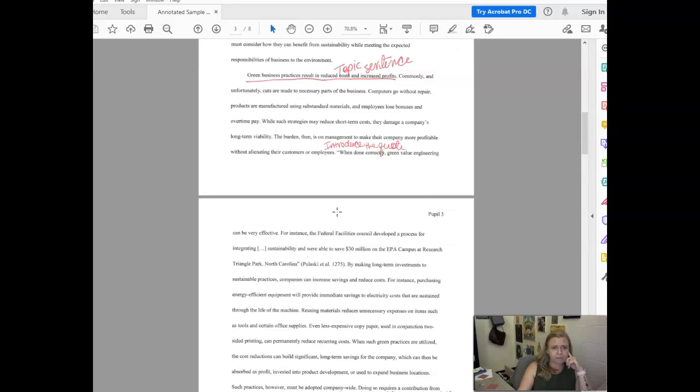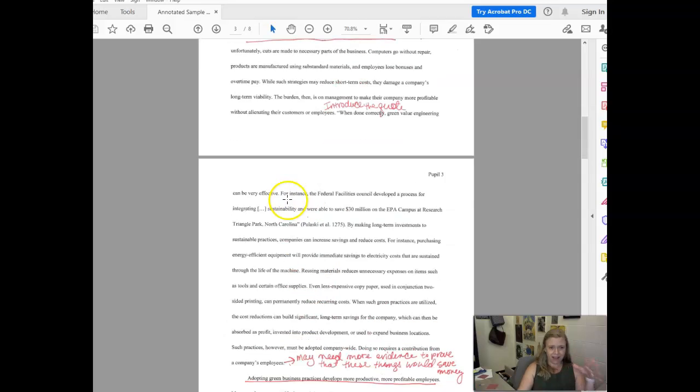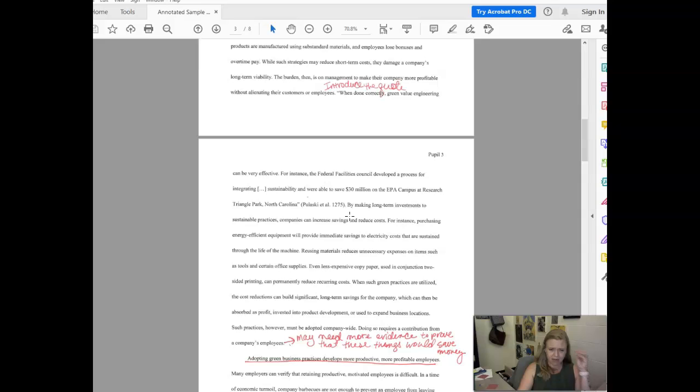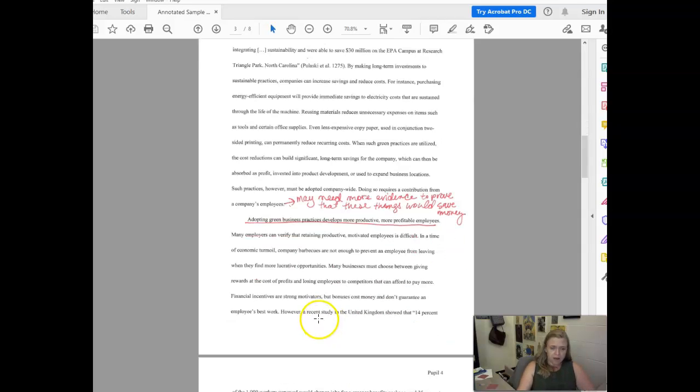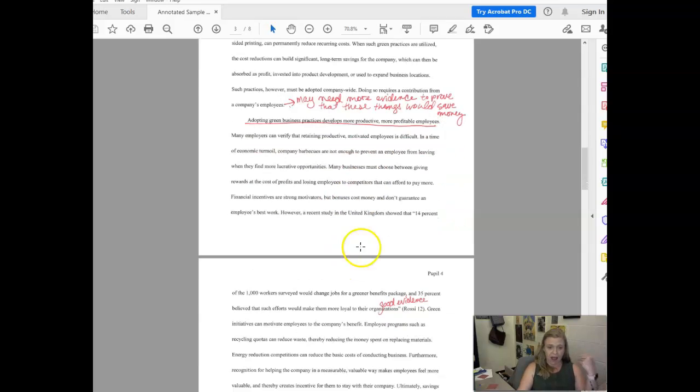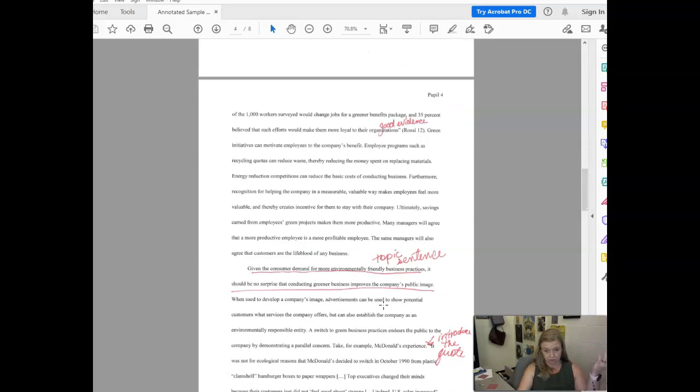Okay? And so I said, so they have this one little piece of evidence here, but I don't know that it completely fit in. So I said maybe more evidence to prove these points, because it's almost like he's stating things and he thinks it's common sense, but I'm not sure that I think it is. So they may need more evidence to prove that these things were actually saving money. Okay? Moving on, so this underlined here is my next topic sentence. Adopting green business practices develops more productive, profitable employees. So there we go. I thought they used good evidence here, and this one I thought was just a great sentence, so that worked. Good paragraph.